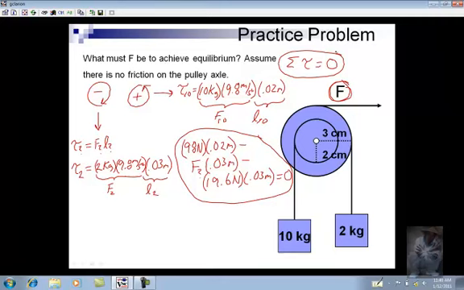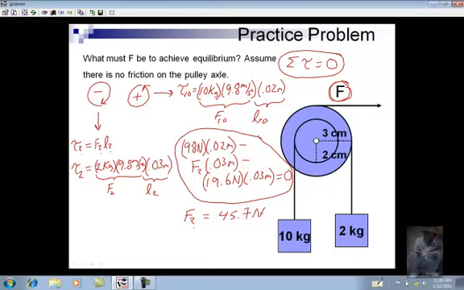So I've got one equation with one unknown, so can this be solved? F sub unknown? Did someone already calculate it? I got 45 point. Okay, good. Let's go 45.7 newtons. So that's just a practice problem.